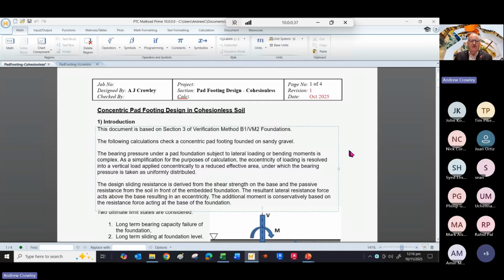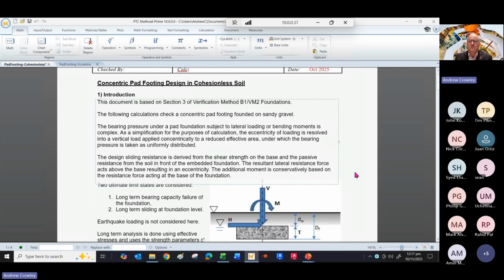So here is the Mathcad for a concentric pad footing in cohesionless soils. Some of the assumptions I've stated before in the body of the seminar. What we're going to be considering here is just two ultimate limit states: the long-term bearing capacity failure of the foundation and the long-term sliding at the foundation level.